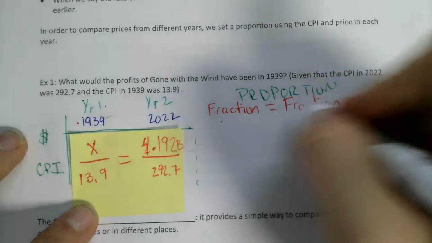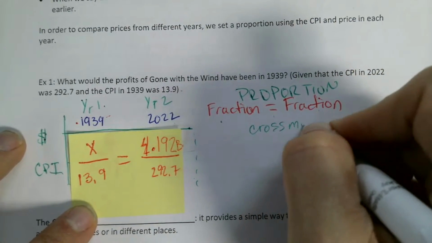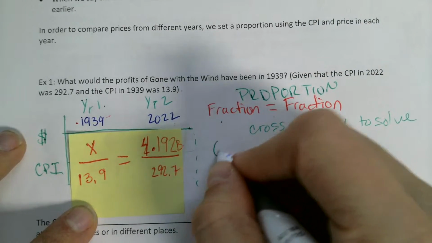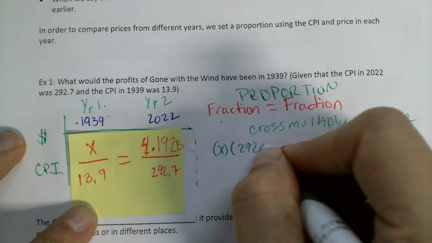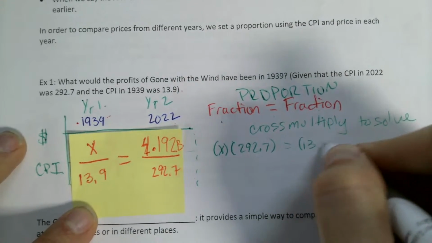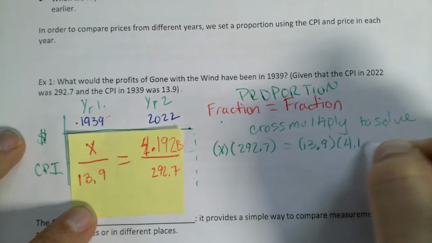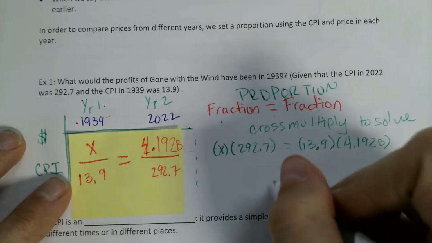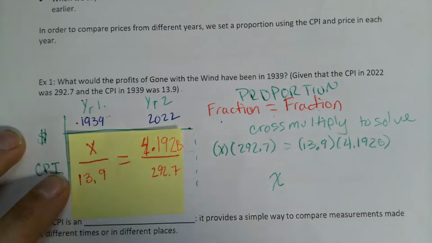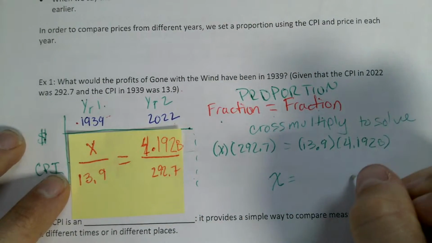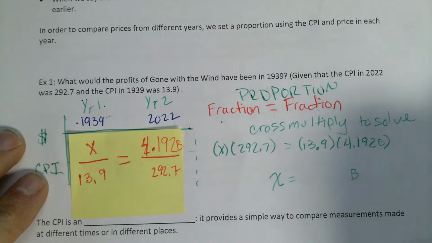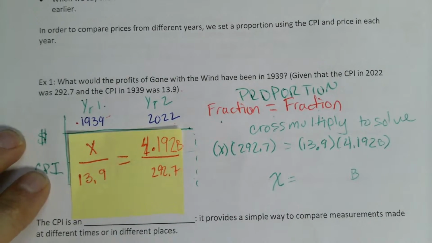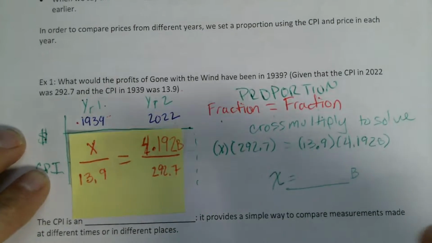If fraction equals fraction, cross multiply to solve. So I would have x times 292.7 is equal to 13.9 times 4.192 in billions. And then we're going to math from here, and we're going to solve our x. Remember that our value is in billions, and we can convert that into millions if it's a point something. You should be able to get that number.